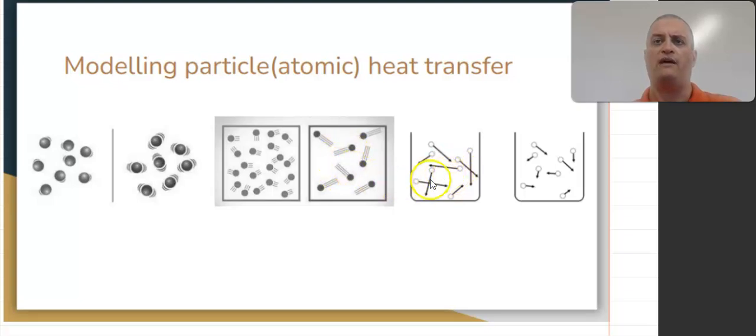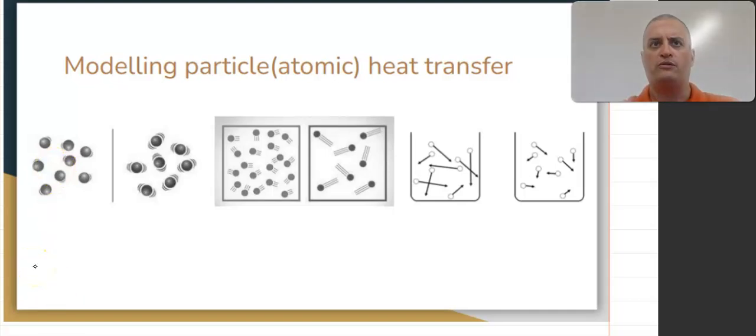Over here, we have the idea that the circles with longer arrows are moving faster. Circles with shorter arrows are moving slower. So slower means less energy, faster means more energy.